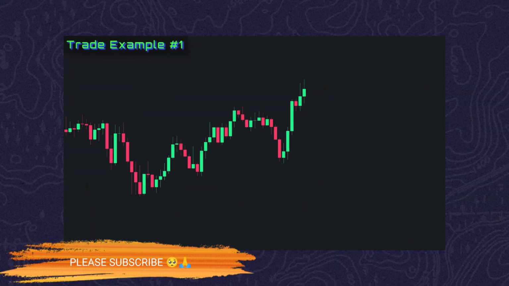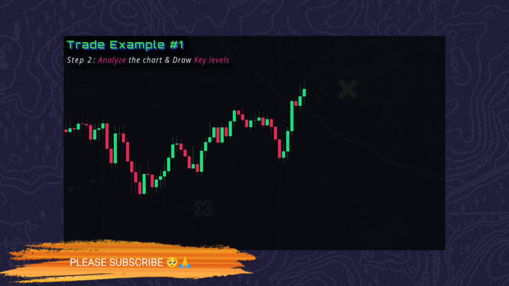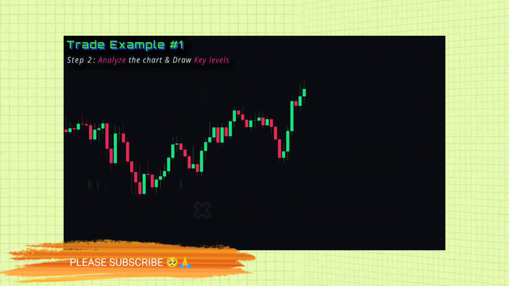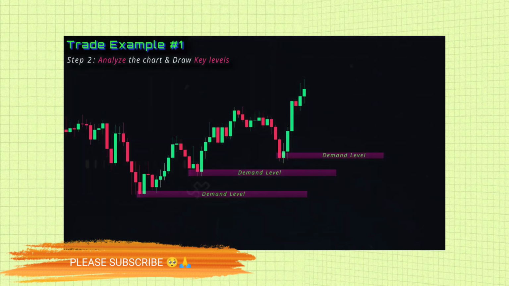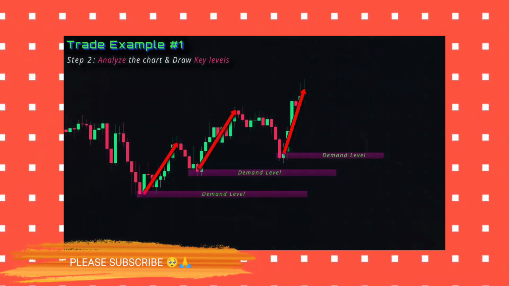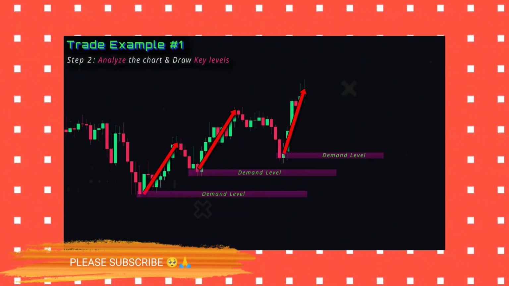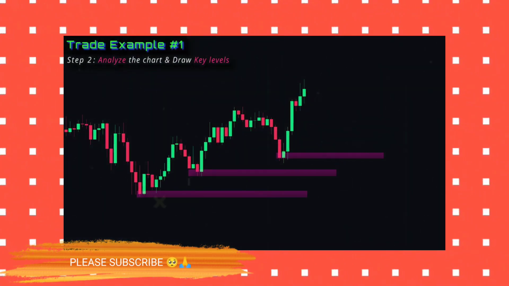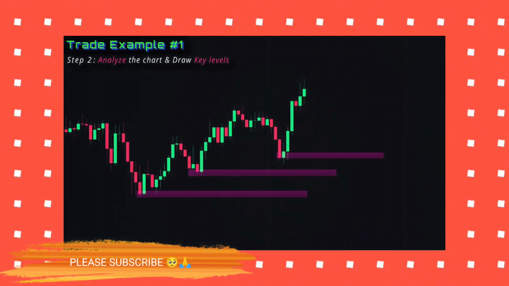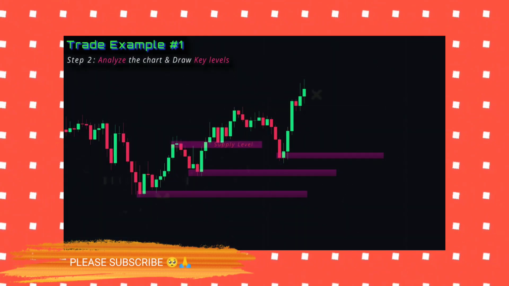So, for our entry strategy, we first need to analyze the chart itself. We can begin by drawing important key levels that exist in the chart. And in this case, we can immediately see that there are a couple of supply and demand areas that we can draw. First, we can see a couple of demand levels right here, here, and here. As we can see price heading upwards after hitting those levels, indicating strong demand. Next, we can also spot a couple of important supply levels. We have one right here and here.